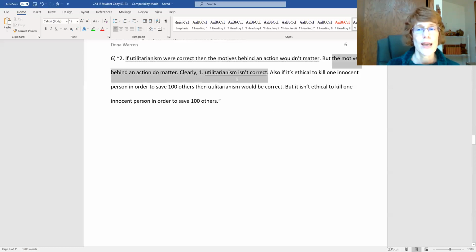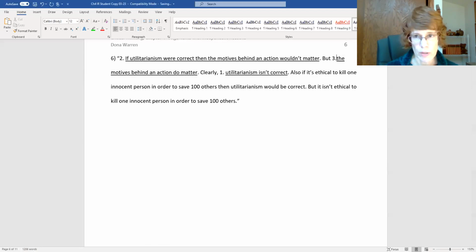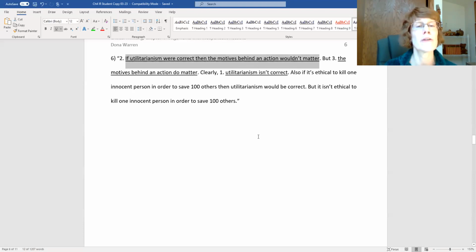And note, do you see how if we didn't recognize that number 2 is a conditional and it doesn't assert its parts, we would be very confused at this point because we would be saying, oh my gosh, this argument contradicts itself. Here it says that motives don't matter and here it says motives do matter, but no, this passage doesn't say that the motives don't matter. It just says that if utilitarianism were correct, which it might not be, then the motives wouldn't matter.